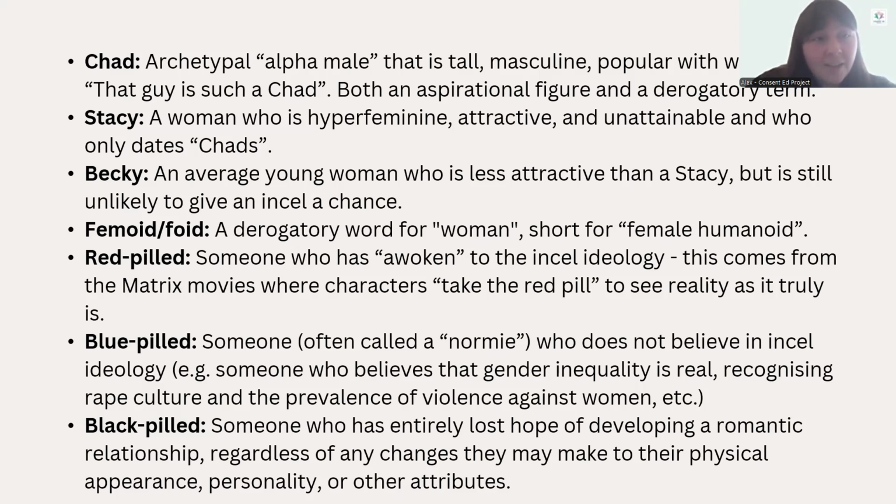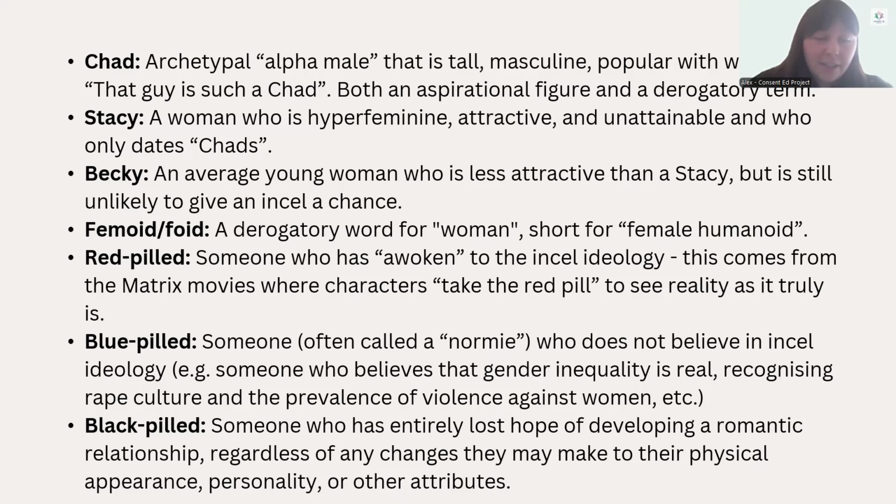She's less attractive, but she's still unlikely to give the incel a chance, which is kind of that leveling thing against women of like, oh, even the more average women won't date us. They're that shallow and vain. That's the kind of rhetoric you're getting. And you'll see a lot of these are very American names because a lot of this subculture would have started in America or on American forums, and then it's really spread globally, and now it's a universal thing all over the world.